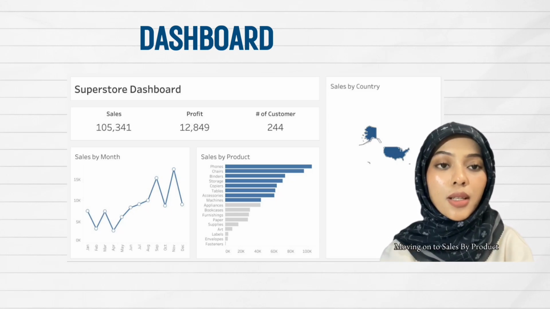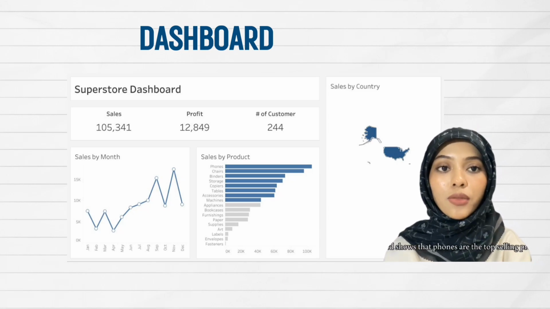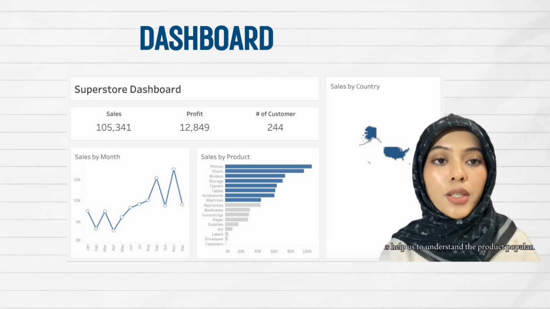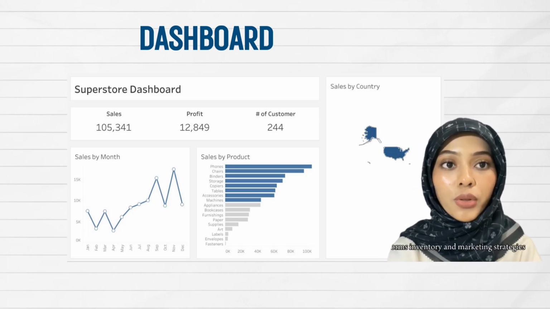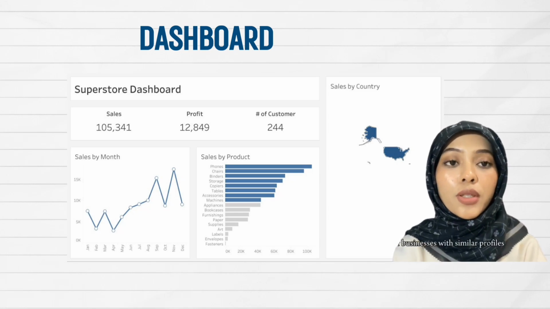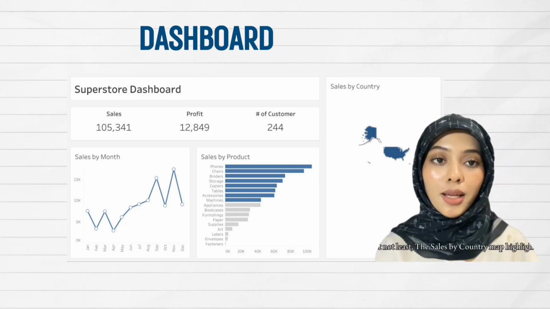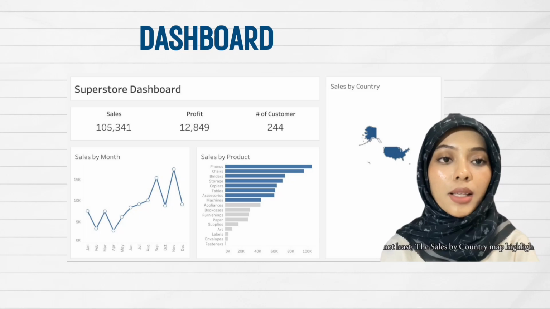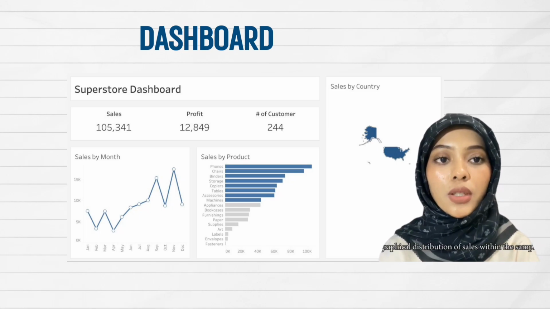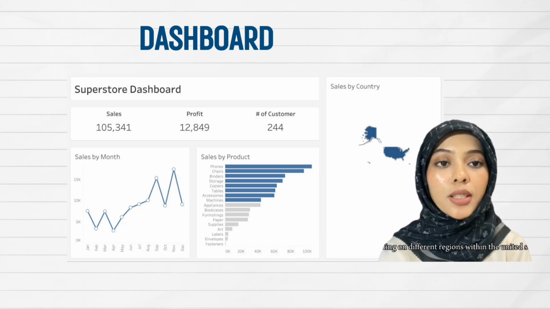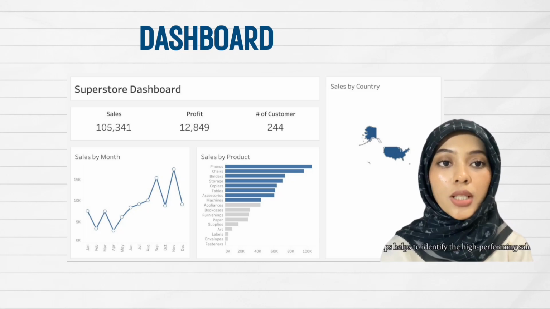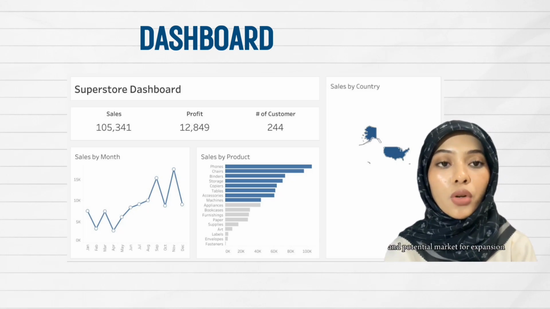Moving on to the sales by products, the dashboard shows that phones are the top-selling product, followed by chairs and printers. These charts help us understand the products' popularity and inform inventory and marketing strategies for businesses with similar profiles. Last but not least, the sales by country map highlights the geographical distribution of sales within the sample, concentrating on different regions within the United States. These maps help to identify high-performing areas and potential markets for expansion.